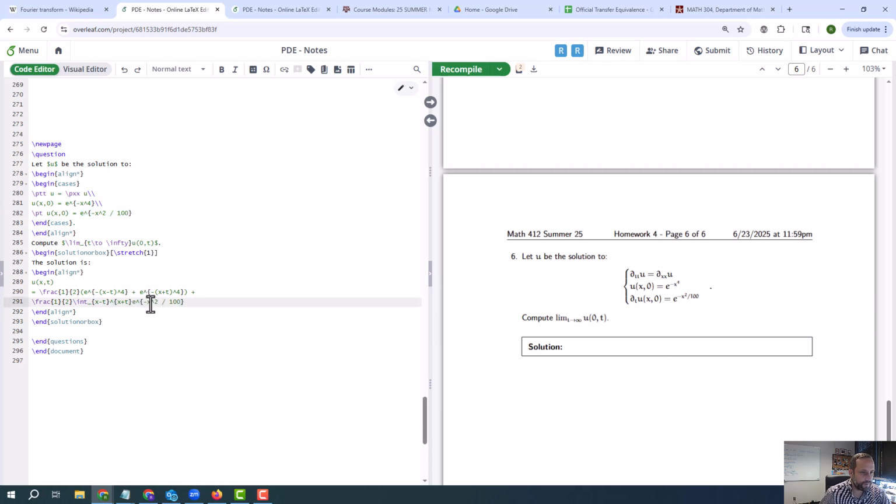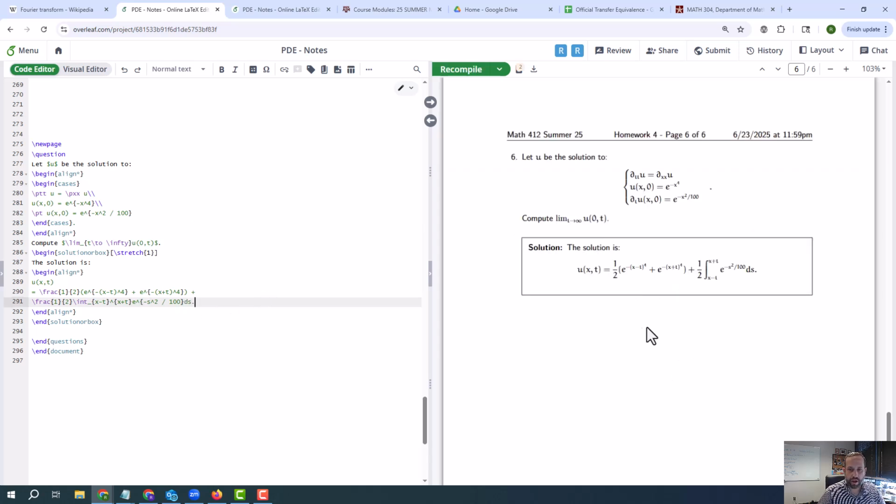Okay, our variable of integration needs to be a dummy variable, right? So we'll call it ds. Okay. So let's see what we've got there. Okay, good.